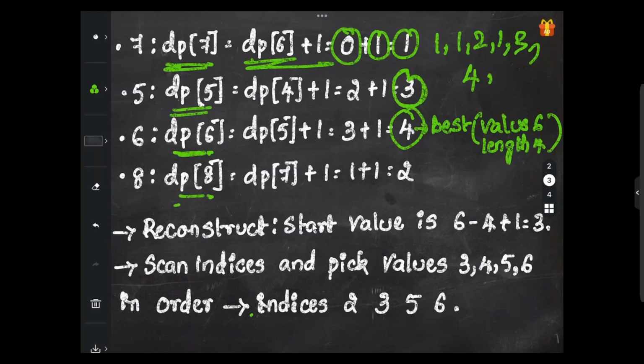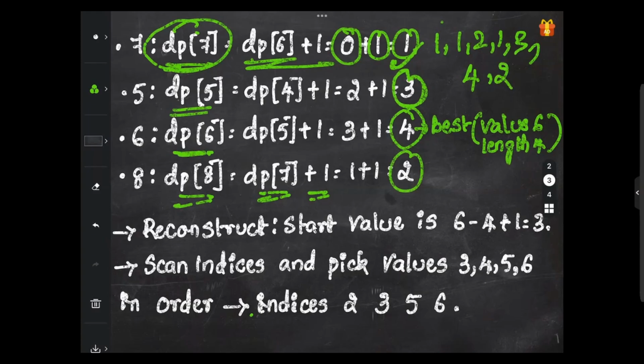The final one is dp of 8, so we will go with dp of 7 plus 1, right? For dp of 7, see, we have already gone through it, and we got the value 1. So dp of 7 is 1, and 1 plus 1 will be 2. So we have got the output 2.